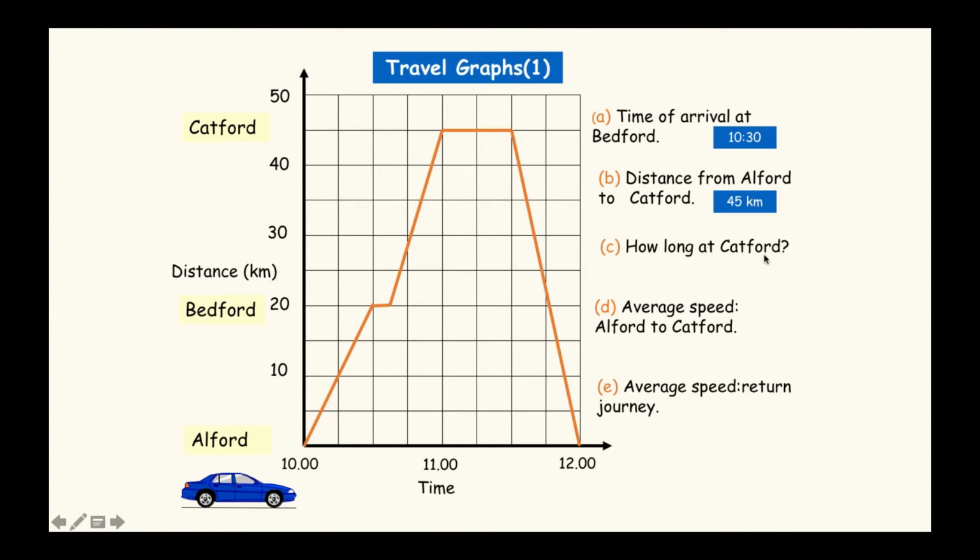How long do they spend at Catford? Well, we can see here that they're not travelling. Okay, they're in Catford here, they've stopped. And they've stopped for 2 squares. We remember earlier we said each square is 15 minutes, so 2 squares must be 30 minutes.